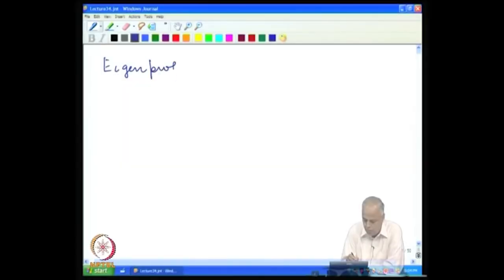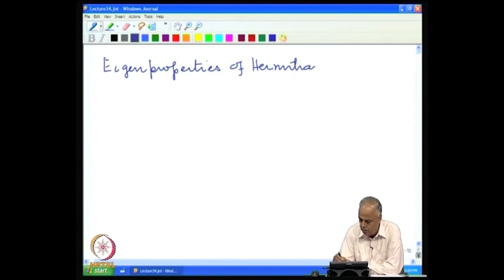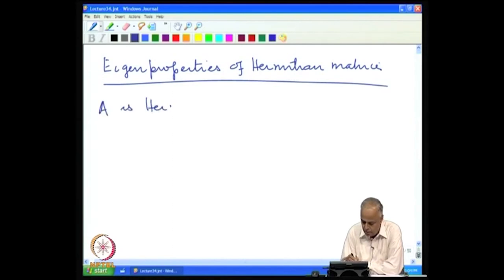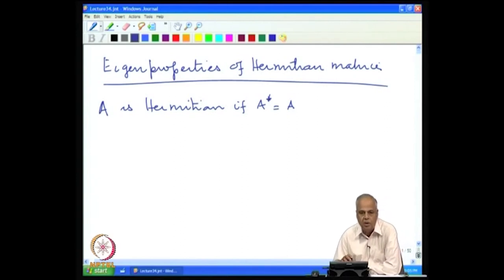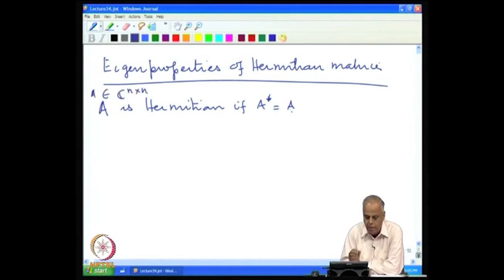We have been studying the eigen properties of, particularly, Hermitian matrices. Recall that we say A is Hermitian if A star equals A, that is, the matrix is self conjugate. A star is called the Hermitian conjugate of A, and if A is its own conjugate, then we call it a Hermitian matrix. So, A belonging to C n cross n, an n by n complex matrix, is called Hermitian if it is its own conjugate. And we were looking at some very specific eigen properties of such a matrix.